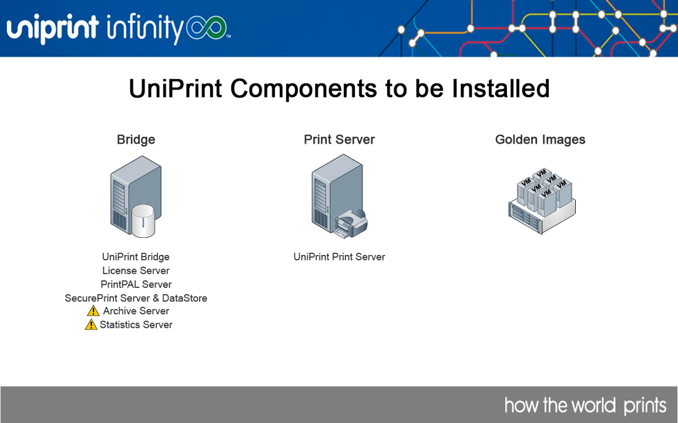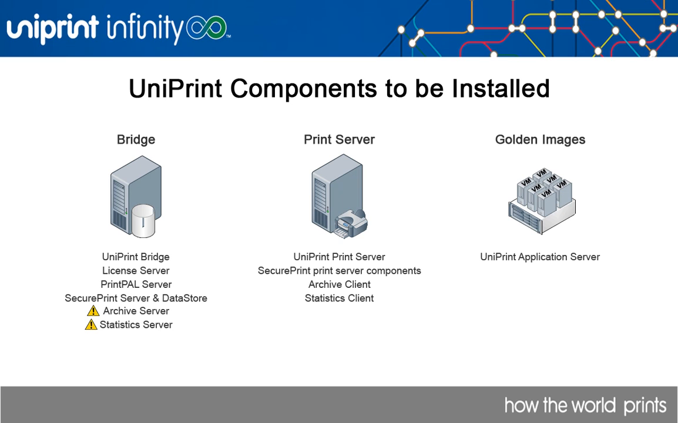On the second server, we'll install the UniPrint print server, which enumerates printers installed on the print server to the UniPrint bridge. We call these enumerated printers gateway printers. We're also going to be installing the secure print server components, which works with the secure print server to ensure print jobs are released to the appropriate printer, the archive client, which captures print jobs printed to gateway printers, and the statistics client, which captures print job statistics for gateway print jobs.